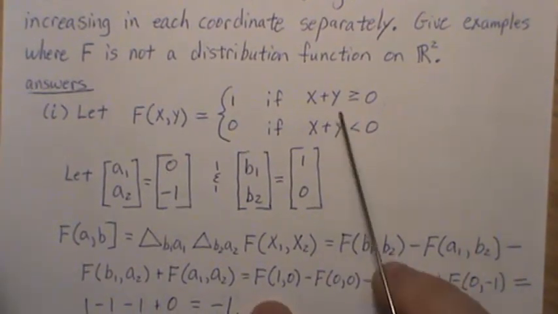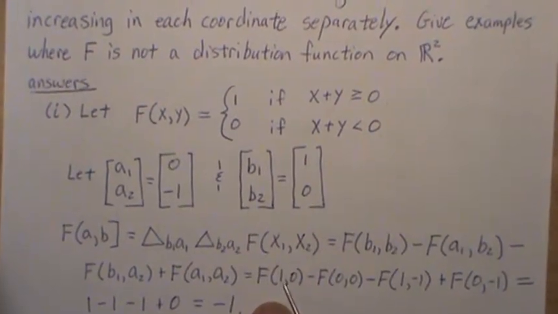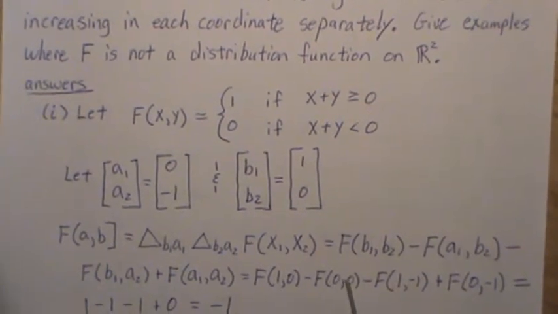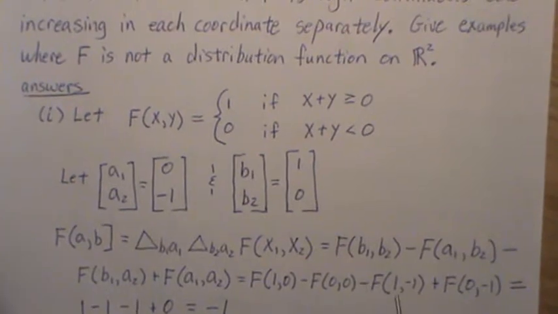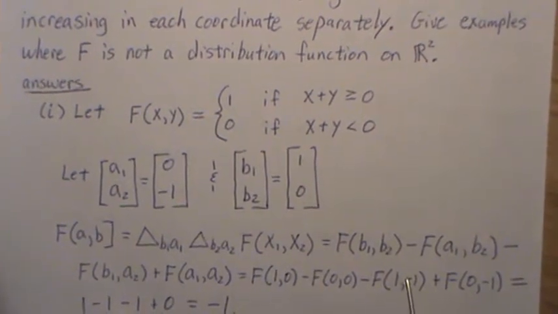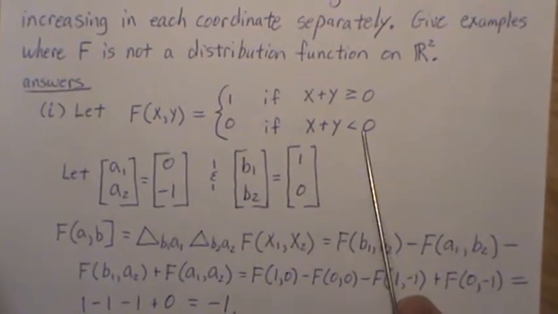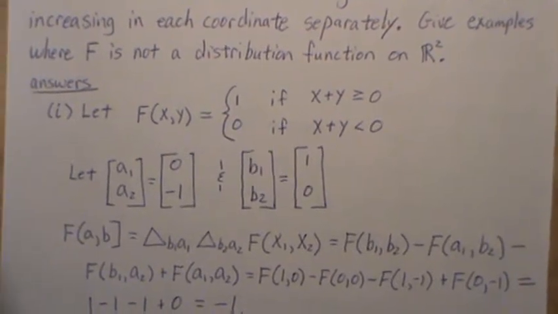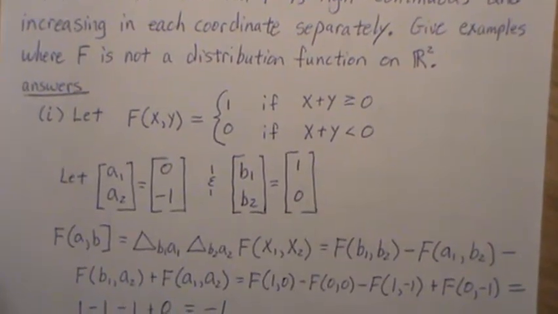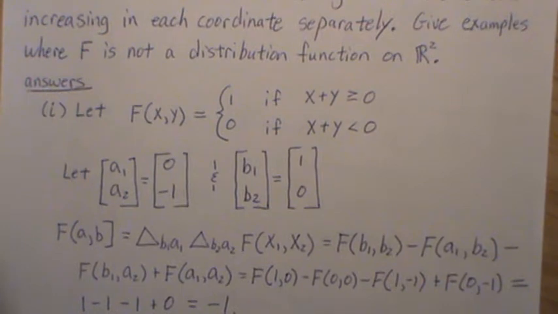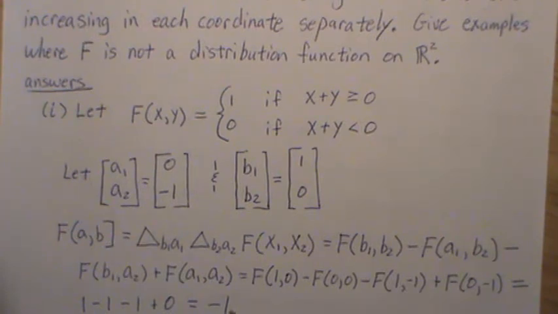And now if we plug it into the function, this is greater than or equal to 0, so it's a 1, but it's a minus. And then it's minus, and then this 1 and minus 1 is 0, so that's a 1. And 0 and minus 1, that's a 0, right? And this is minus 1. So even though we can show that each component is a distribution function in one space, their corresponding distribution function in two space is not a distribution function, right? It's not increasing.